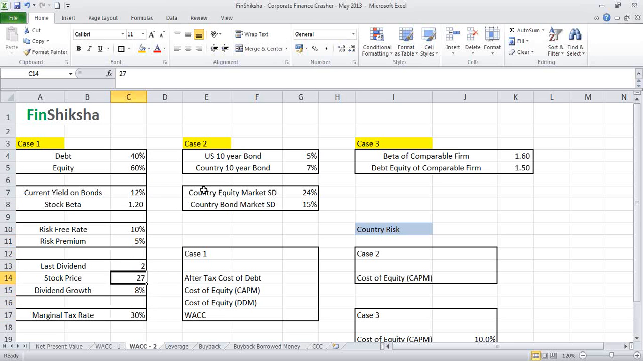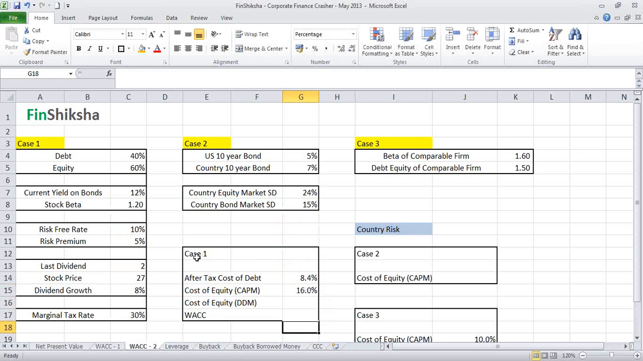Similar data. I have the stock dividend data now. Common stock dividend data that is available. So let's quickly calculate after tax cost of debt. That's straightforward. 12% into 1 minus the marginal tax rate, 8.4%. Cost of equity using CAPM is 10% plus beta into the risk premium, which is 5%.